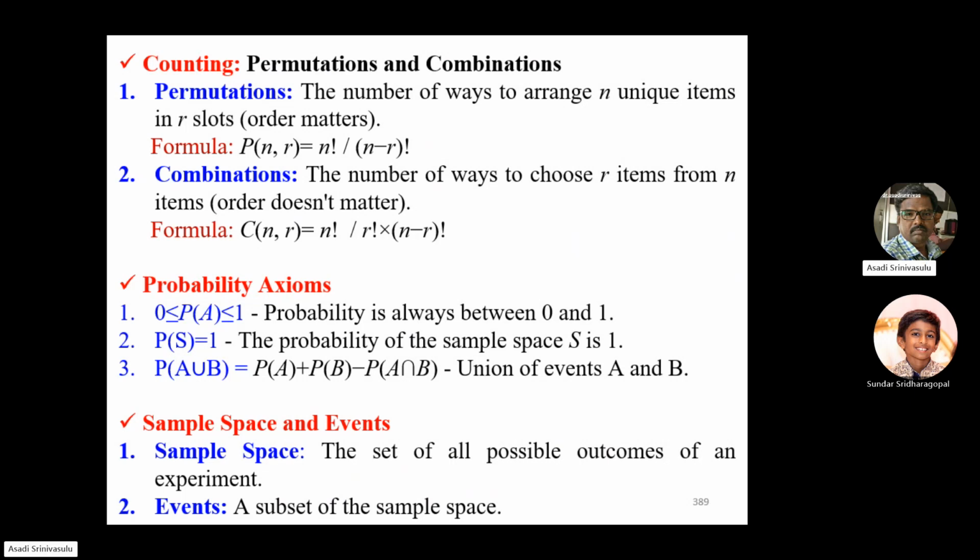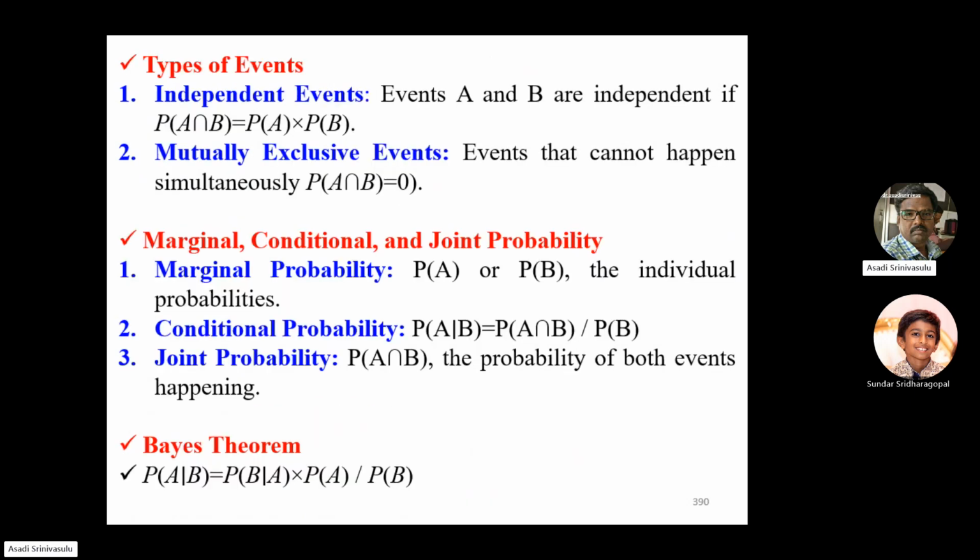So sample space and events. What is meant by sample space? The set of all possible outcomes of an experiment. That is called sample space. Events are nothing but a subset of the sample space, if you want to perform some action, some average, standard deviation, etc. Then types of events: we have two types, independent events and mutually exclusive events.